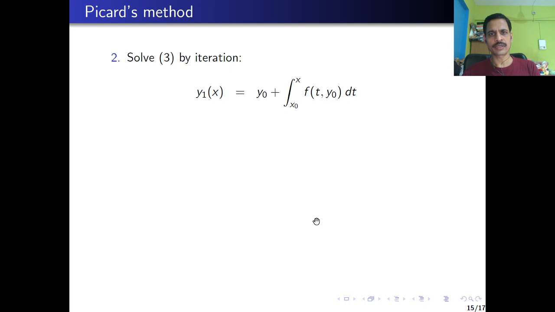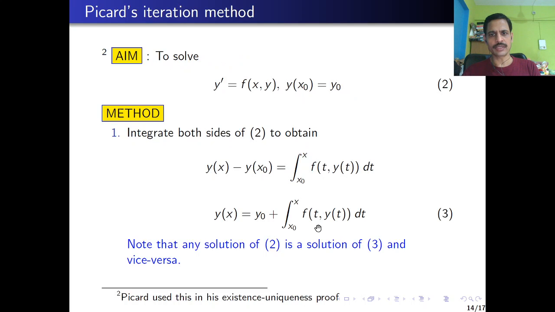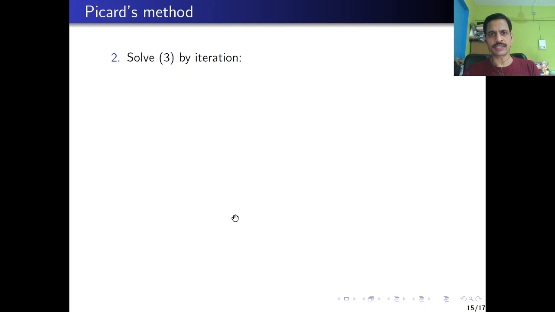What we do is, in this equation, in place of y of t, we substitute the number y naught that we obtained from the initial condition. And when we put y naught here and perform this integration and add y naught to it, whatever function we get, we call it y1 of x. That is the first iteration.